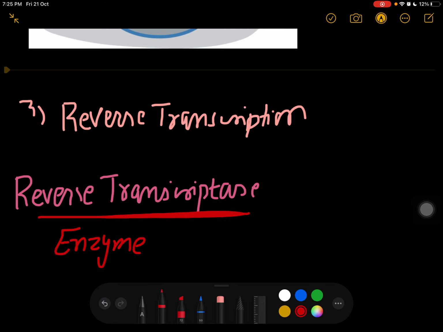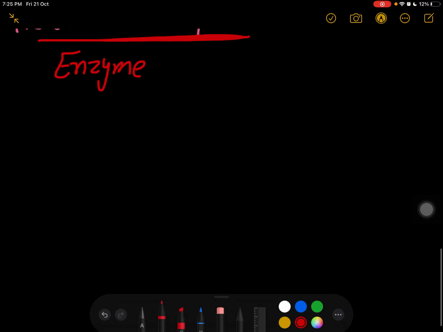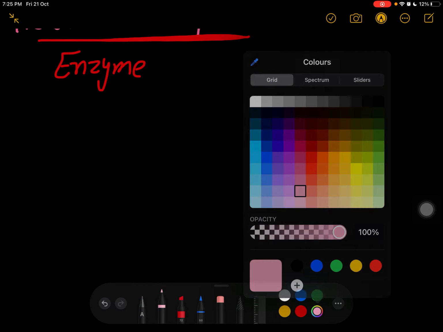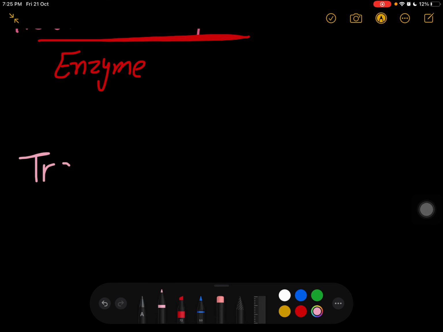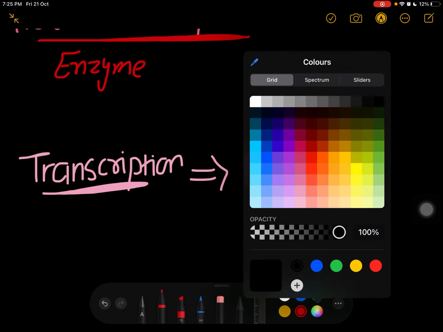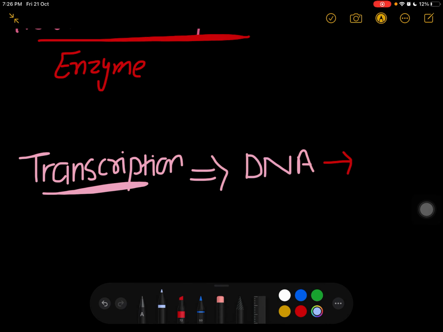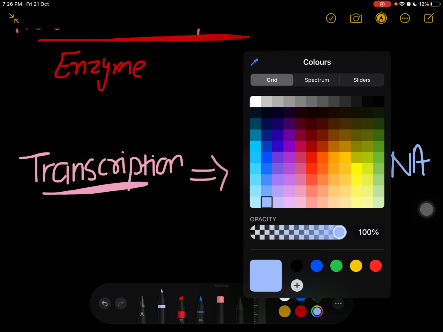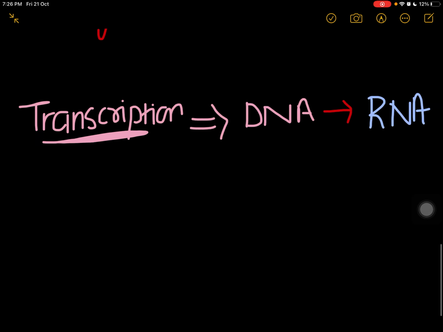Now what is actually transcription? Let's talk about simple transcription first. Transcription means conversion of DNA into RNA. But what is reverse transcription? So let's talk.